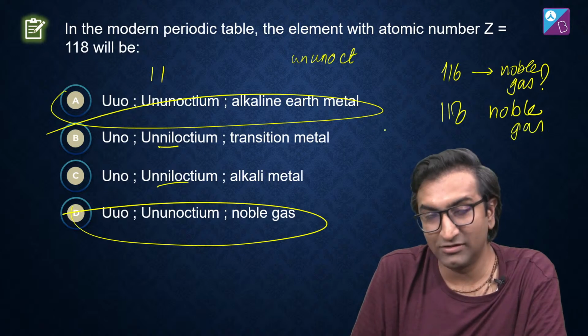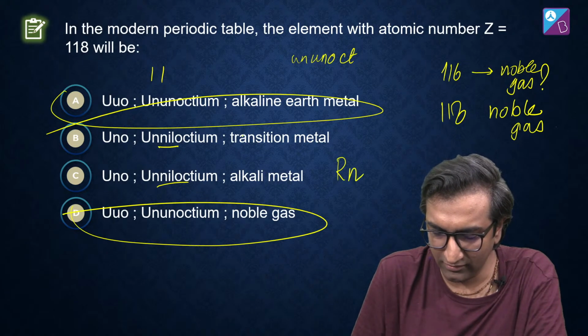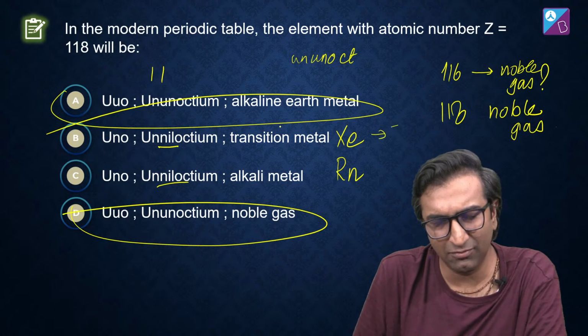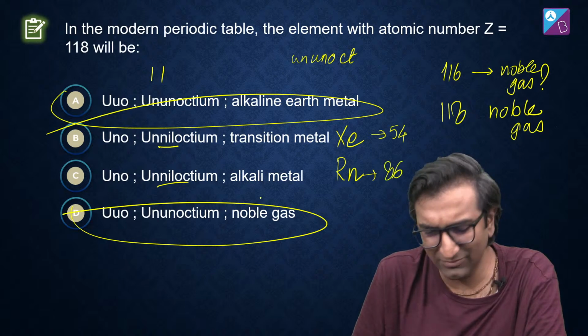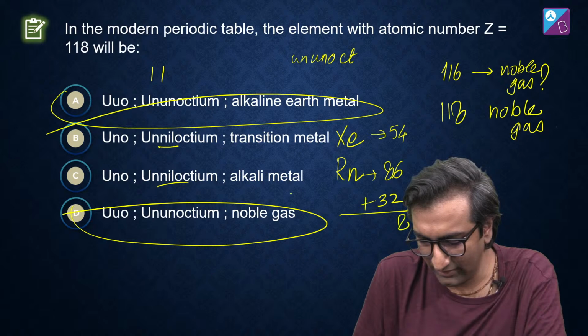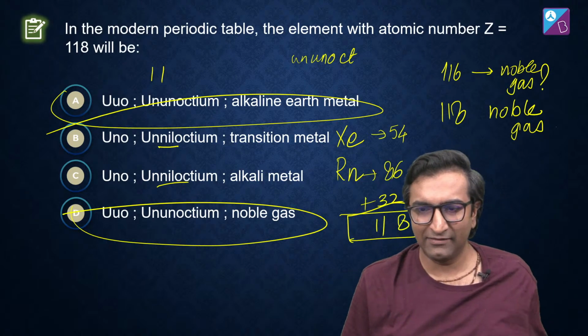Now, does anyone remember the noble gas configuration? I remember after xenon comes radon. Xenon was 54, krypton was 36, something like that, and radon was 86. So 86 plus 32 is how much? 86 plus 32 is 118. There you go, done. It's okay if you don't remember everything, no problem.